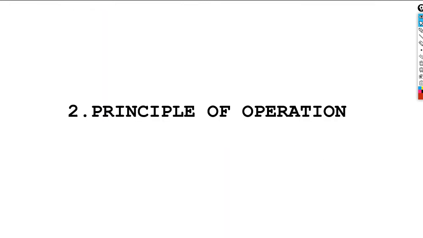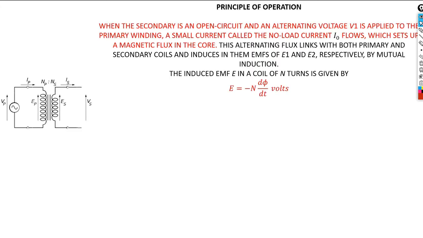And then on the second part, we're going to talk about the principle of operation of this transformer. We have already explained the principle of operation, but let's just explain it in another form. When the secondary is open circuit, as you can see, the secondary here is open circuit, and an alternating voltage V1 is applied to the primary. So this V primary is going to be our V1, the supply. Therefore, there will be a current that will flow in our winding.